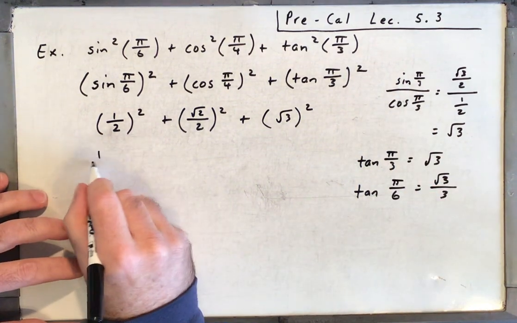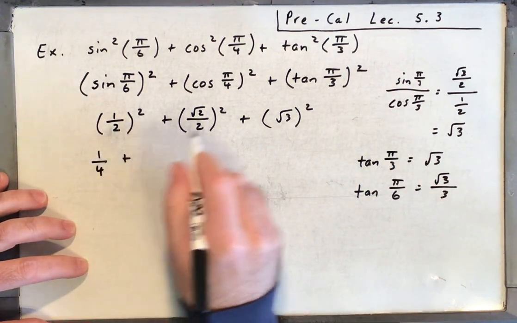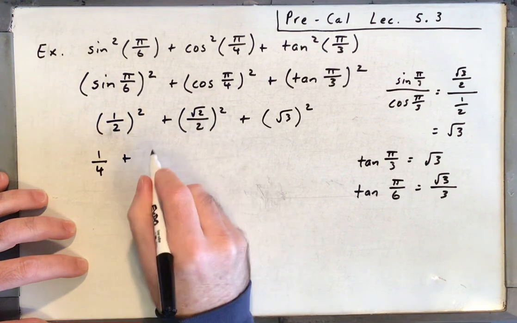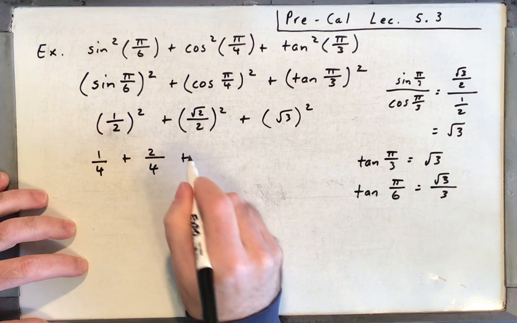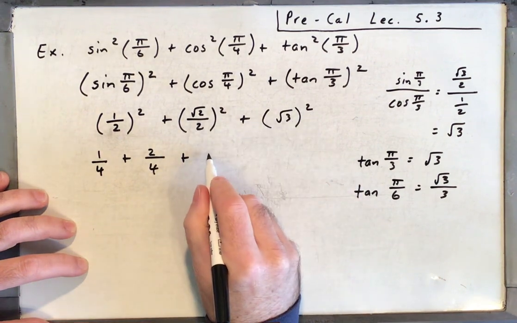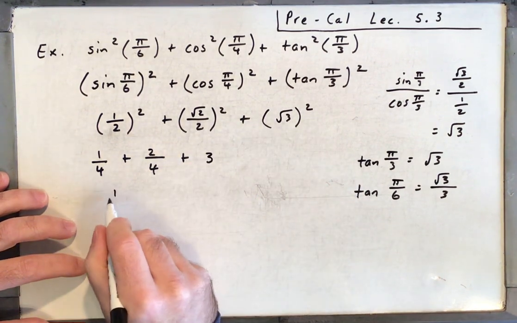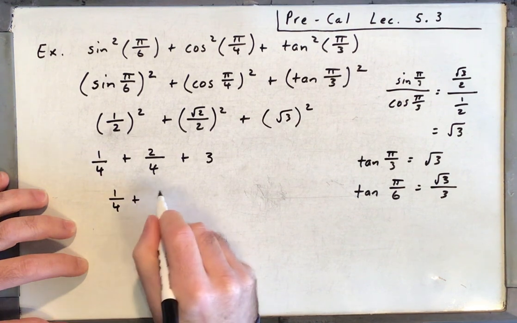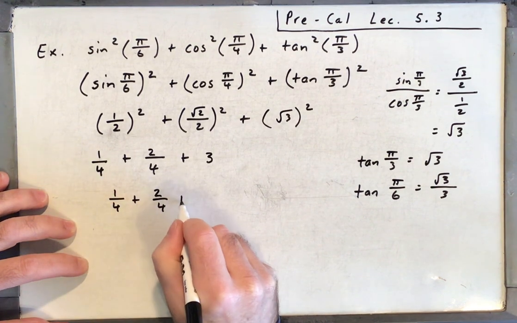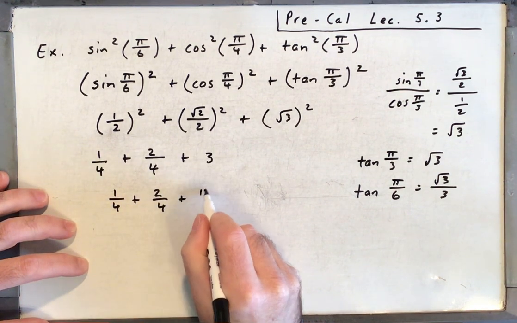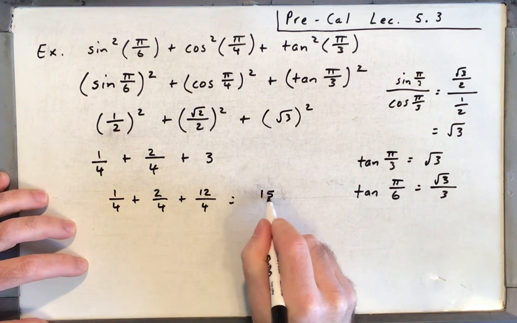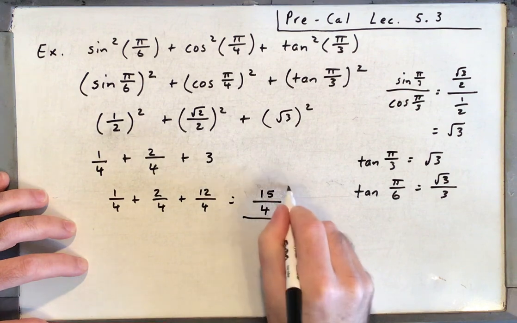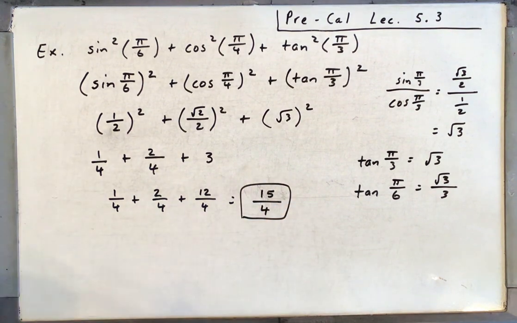So this is going to be 1/4 plus root 2 squared would be 2. 2 squared would be 4. And then that's going to be 3. So that's 1/4 plus 2/4 plus 12/4. And that is going to be 15/4. Boom.